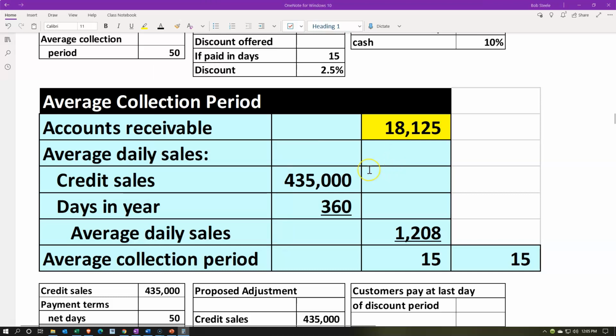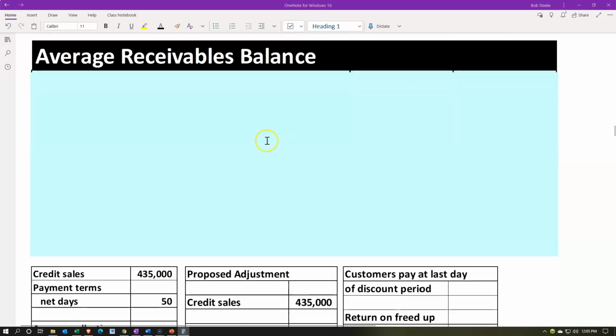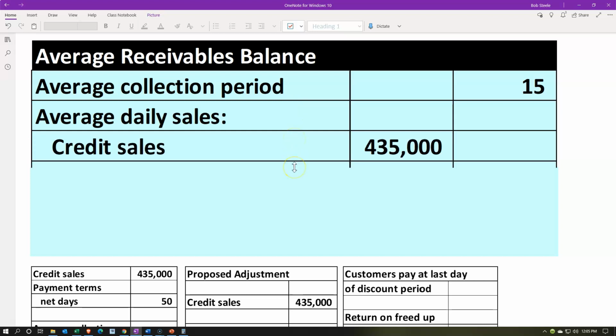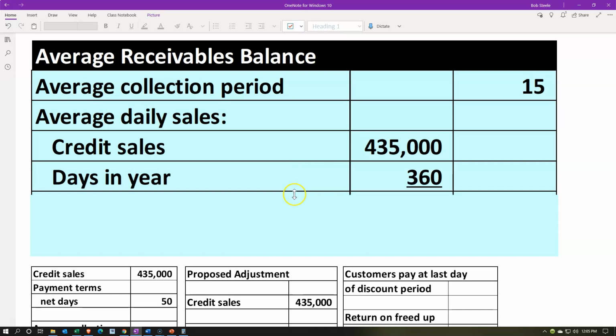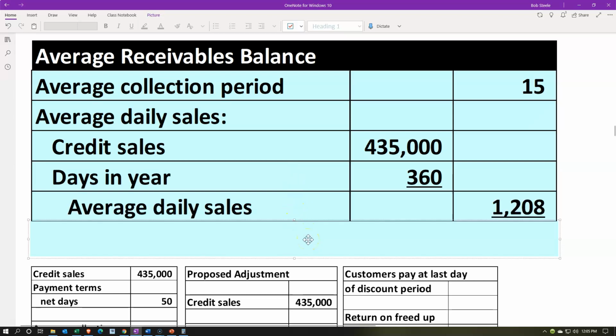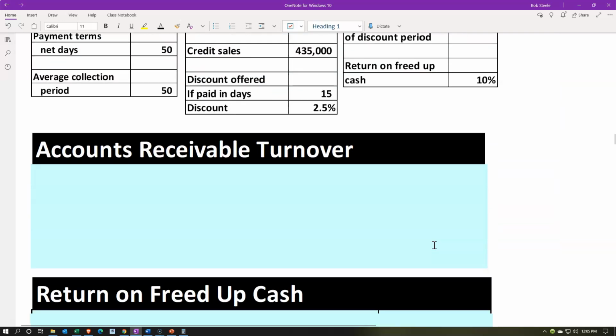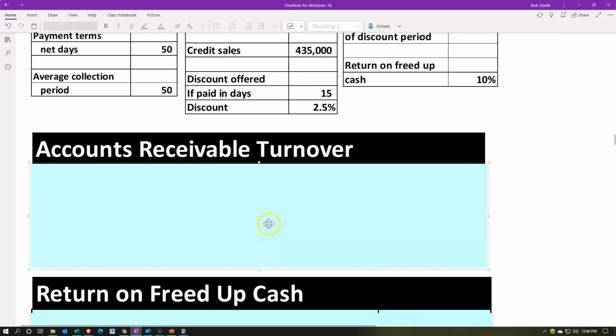Now, we can do that again. If you were to see this in a book problem or ask somebody, they would redo the algebra as if you need to solve for accounts receivable or memorize that formula. You don't. You just need to plug it into the prior formula we looked at. But if you were to rework it, someone would give it like this way: average collection period times the average daily sales. Once again, the credit sales 435,000 divided by the days in the year 360 gives us the average daily sales 1,208. 1,208 about times 15 gives us once again that 18,125. Now we can calculate the turnover, which we expect to be much better now.